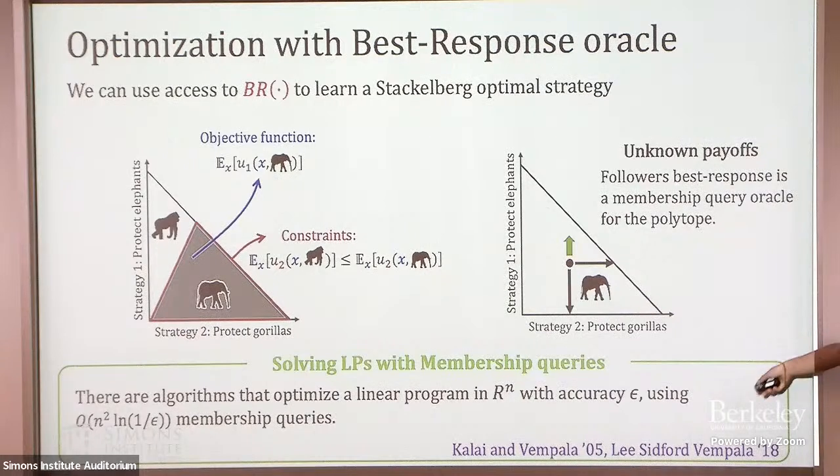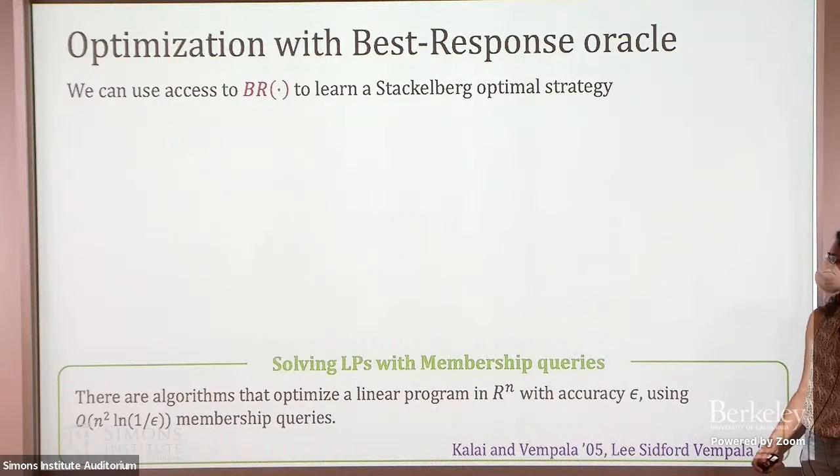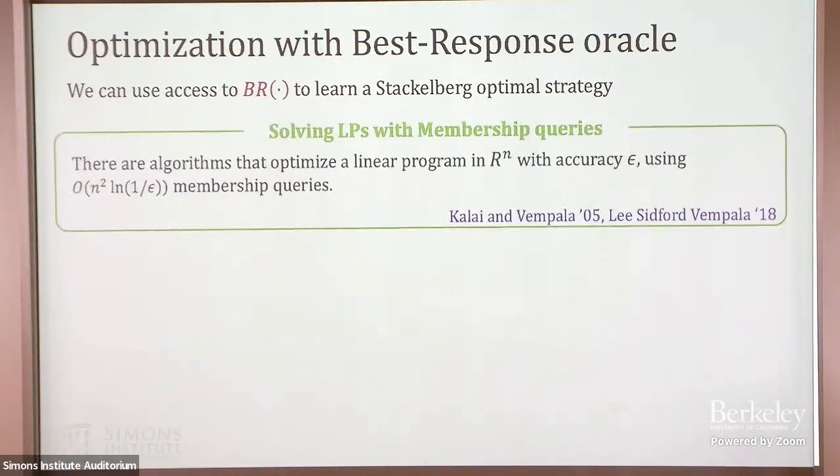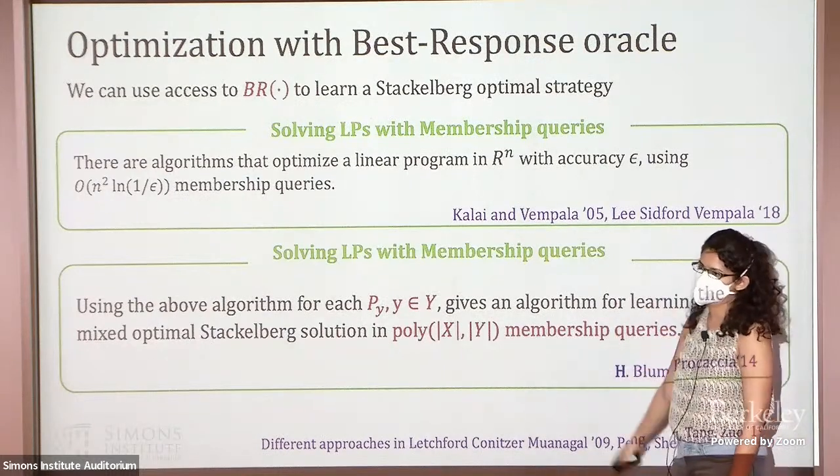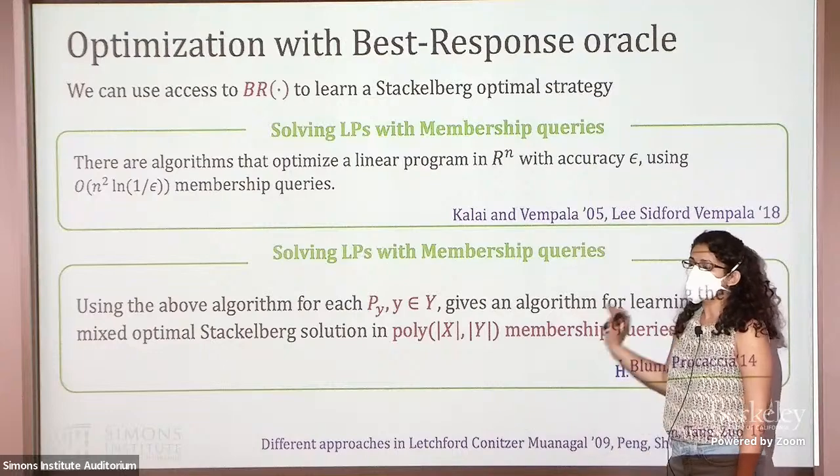So now that we know how to solve an LP, we can put it back in the wrapper that I was suggesting to you and put it in the linear program formulation and just solve these problems. That's going to give you, for any finite game, an approach for learning the Stackelberg equilibrium. Now, the number of queries is going to depend polynomially on the number of the rows and number of the columns.